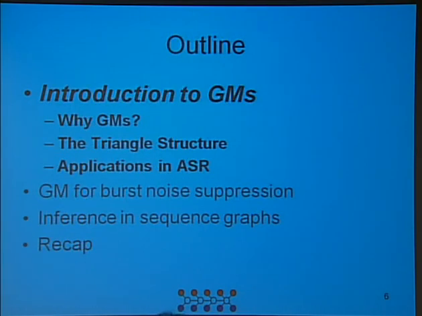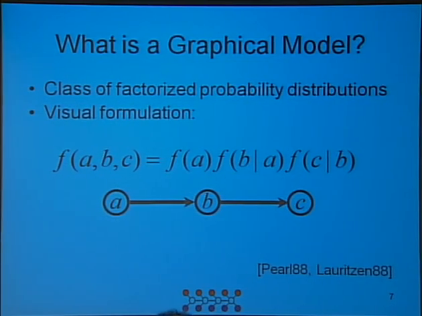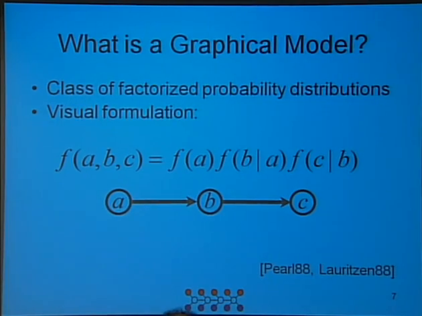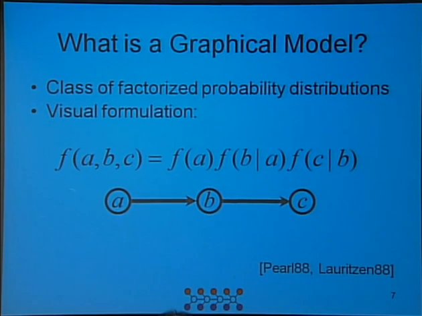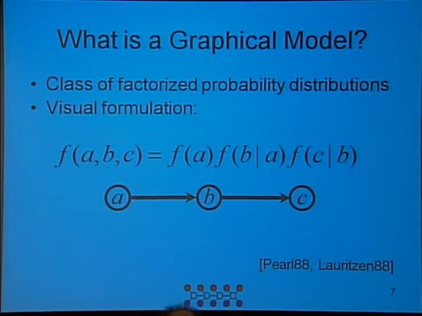OK, introduction. What is a graphical model? A graphical model is a class of factorized probability distributions. And one of the prominent features is that they have a visual formulation. So you have a factorized form of the probability distribution, and then you have a visual formulation, and you can go back and forth very easily between the two.